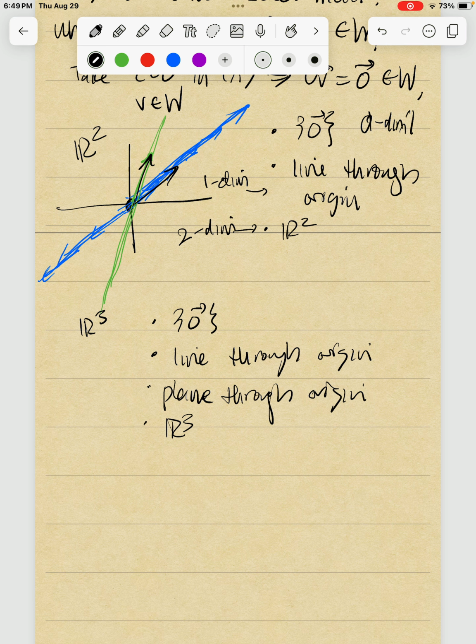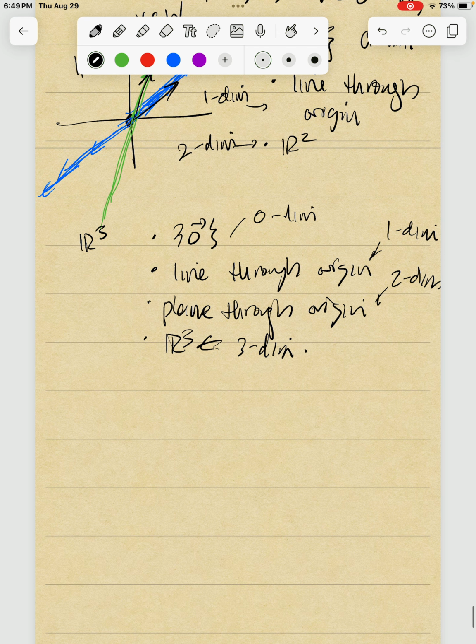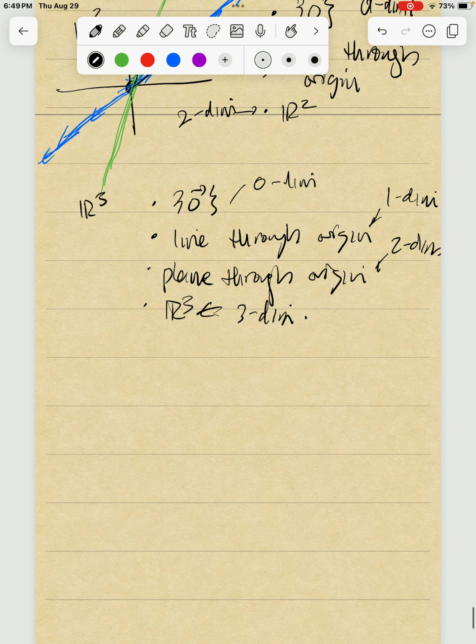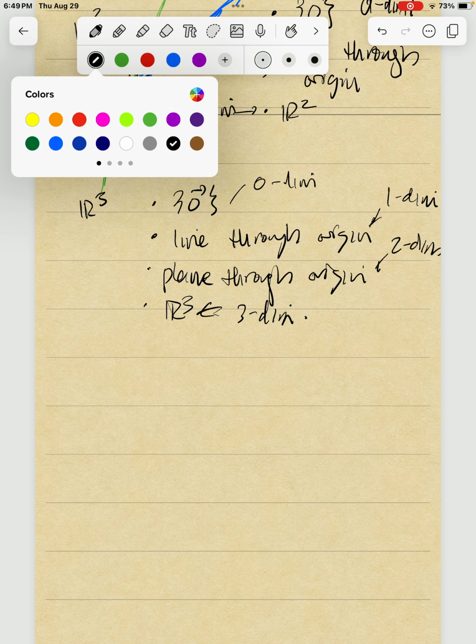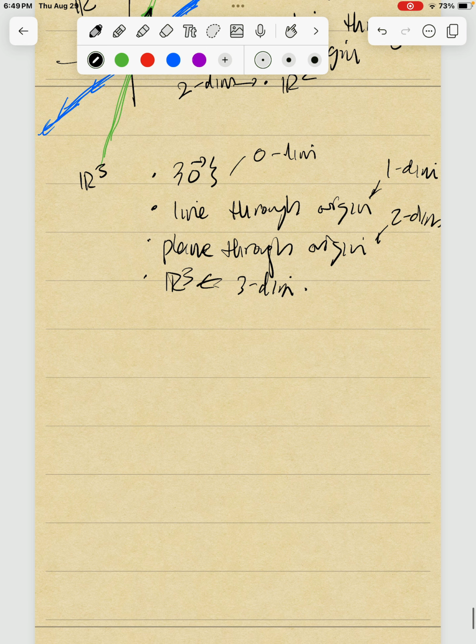And similarly in R3, the zero vector subspace is zero-dimensional, a line through the origin is one-dimensional, a plane through the origin is two-dimensional, and R3 is three-dimensional. Okay. Now what is the precise definition of the dimension of a subspace? Well, to talk about that, we have to introduce the concept of a basis.